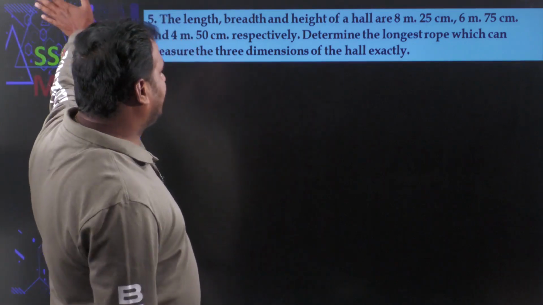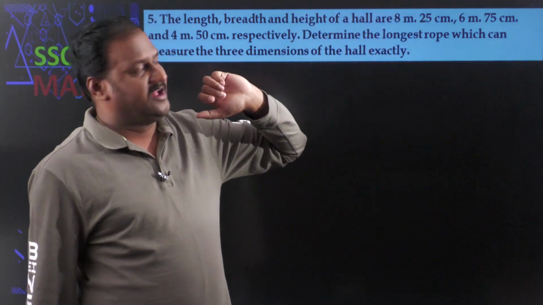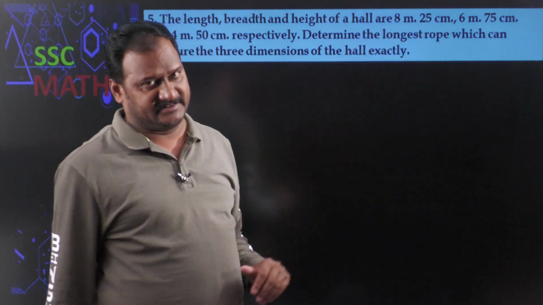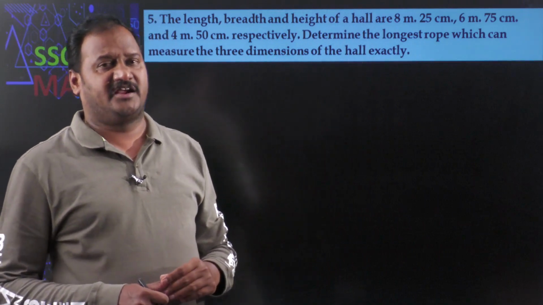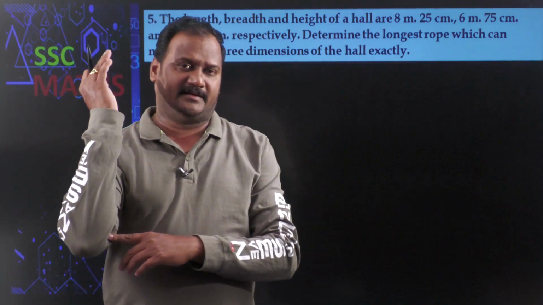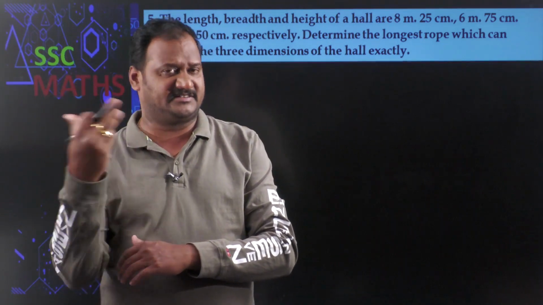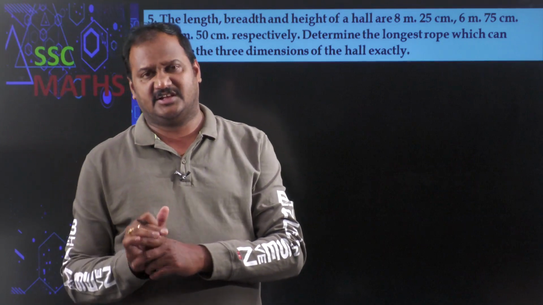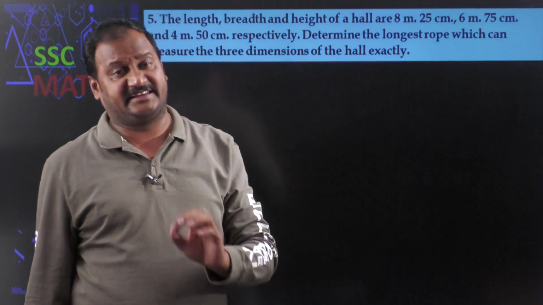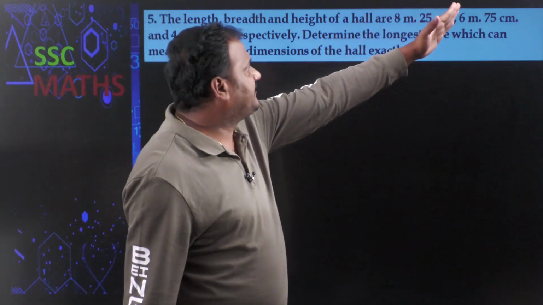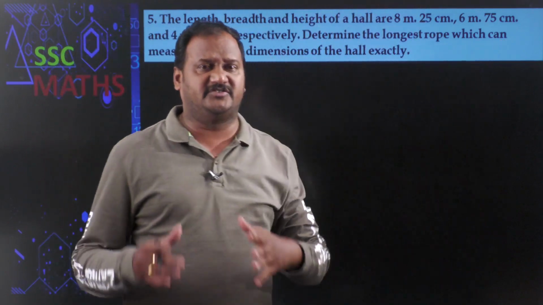See, for example, the length of this board is equal to some 10 meters, and the breadth of the board is equal to some 8 meters. Now I have a scale, right? That scale measurement is maybe 30 centimeters or 20 centimeters, whatever it is. So I need to measure this length as well as breadth exactly. Exactly in the sense what? I will have to divide this length into exact measurements and the breadth also into exact measurements.